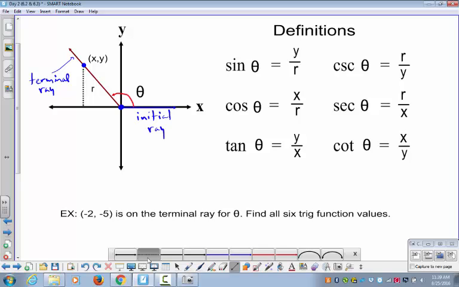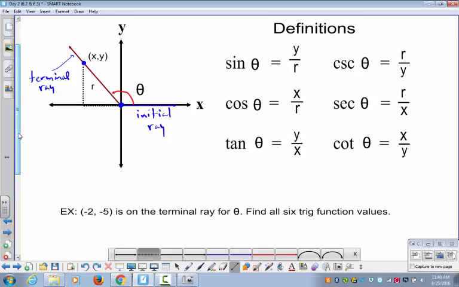Cosine will be defined to be the x-coordinate divided by r. The x-coordinate is horizontal, and in this particular case, that x is negative. So we now are going to see ratios that are negative. If we're in quadrant 2, we will always have a negative ratio for the cosine. If we're down in quadrant 3, we're going to have a negative ratio for both sine and cosine because both x and y are negative. R is always positive. R is a distance. So if x is negative, the ratio is negative. If y is negative, the ratio is negative, for sine or cosine.